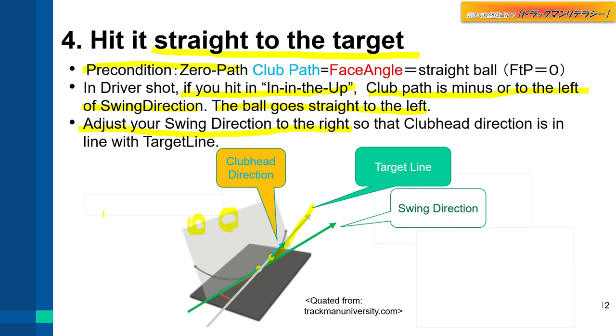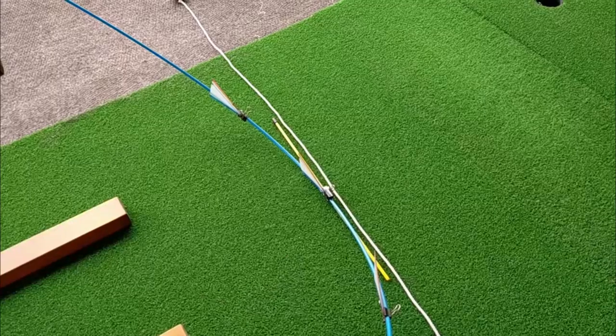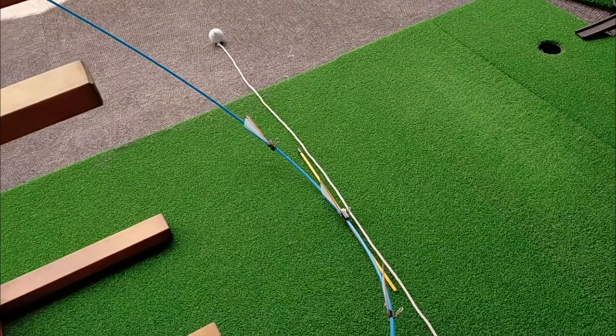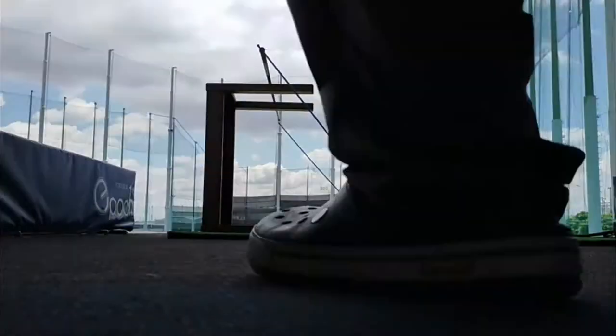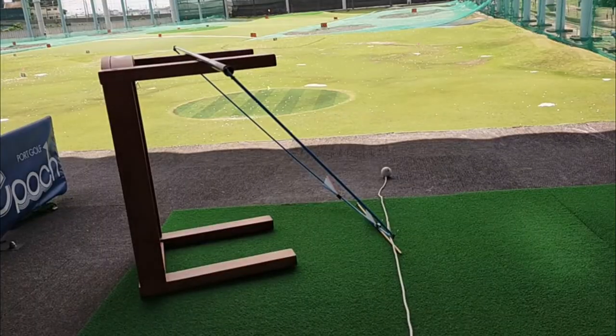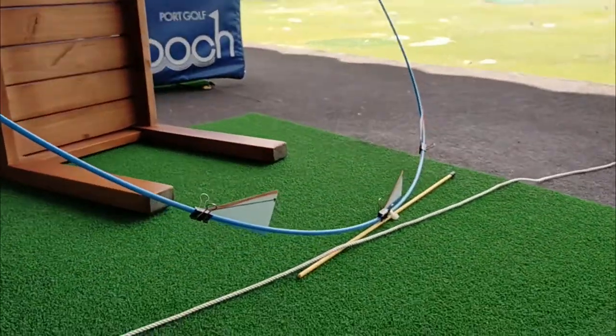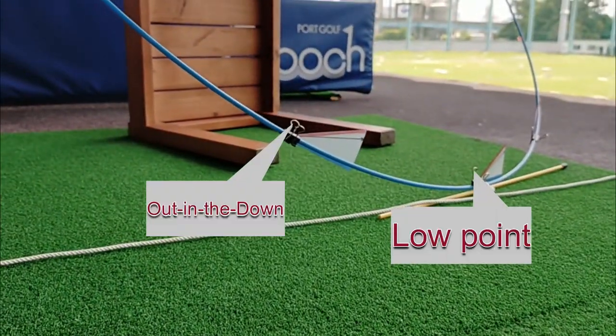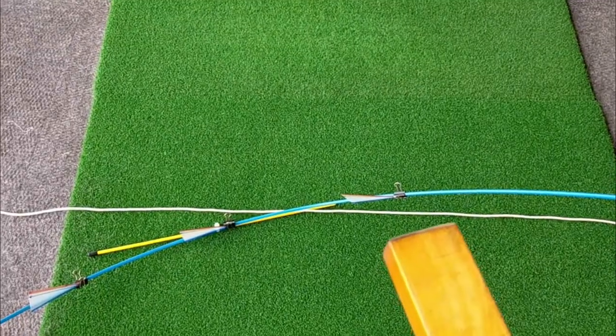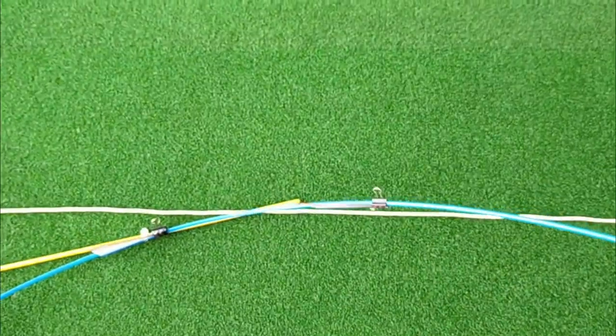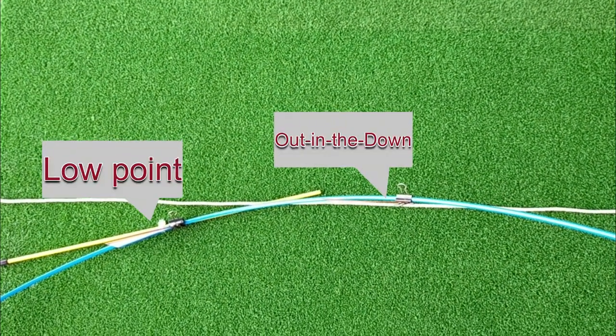Okay, let's check this concept using the D-plane on swing arc model. Okay, let's check it with the swing model. This is the zero path. I'm making the iron impact. Swing arc to the left and out-in the down impact. The club path, from the top, is now in line with the target line.